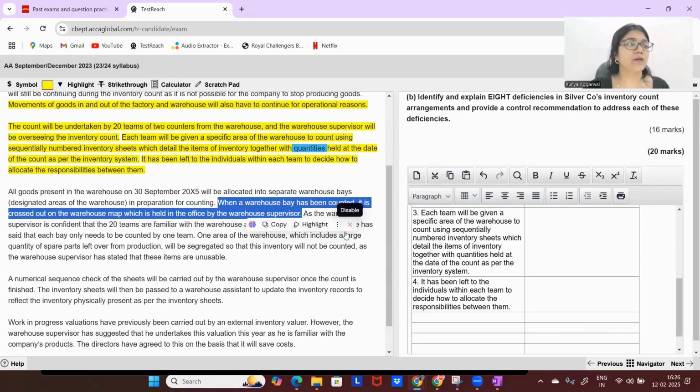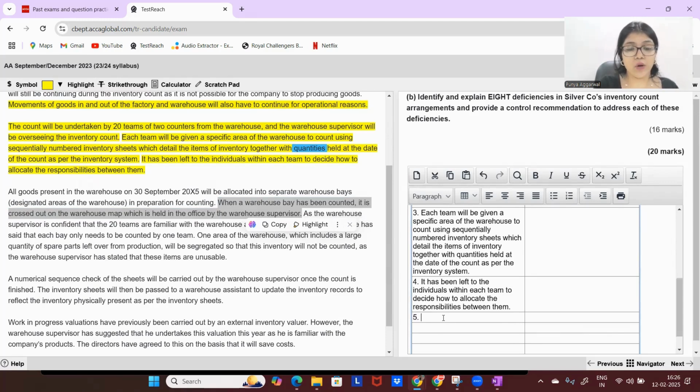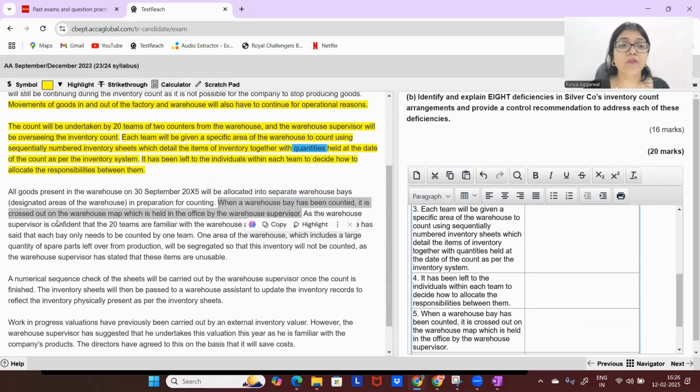Again, now this is the problem, that they are not marking it off, they are crossing it off. Here the keyword is crossed out. Why are they crossing it out? Crossing can mean anything. There can be multiple interpretations. This is very subjective. Rather than crossing it out, it should be marked as done, that we are done with this warehouse bay. Because if I am crossing it, the map is not updated properly.